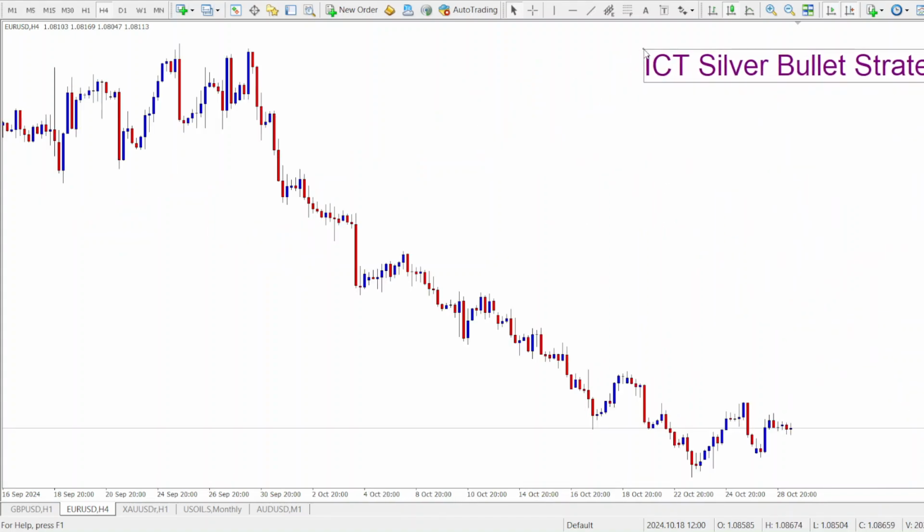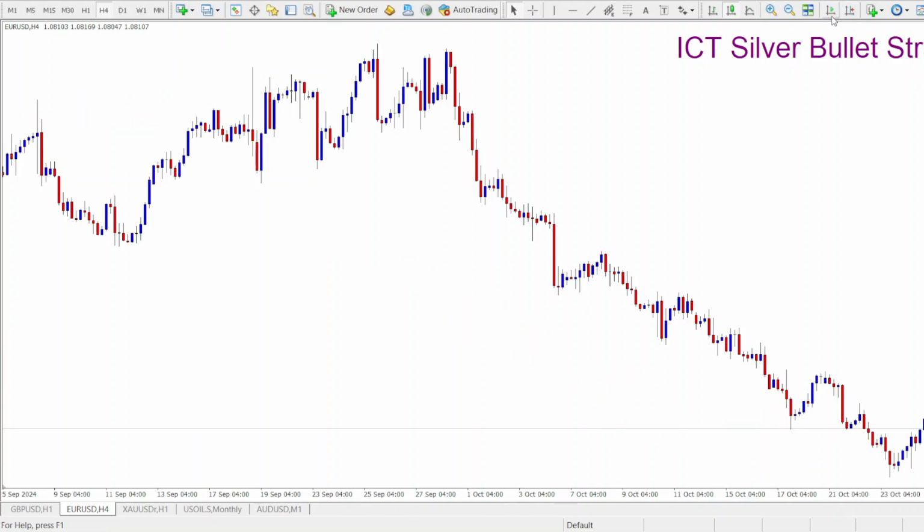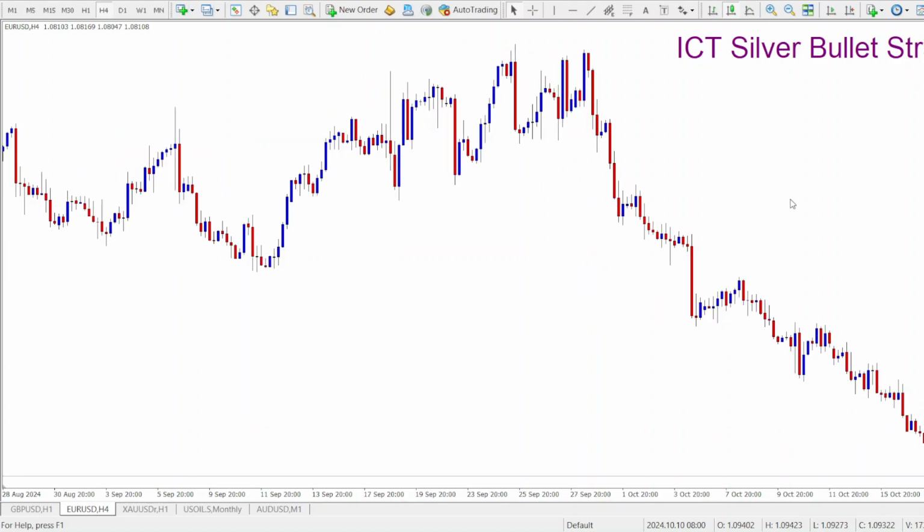Let's start by marking out our key levels. We are looking for areas where price has consistently bounced or stalled, like previous highs and lows, order blocks or liquidity zones. These levels are crucial because they help us understand where price might react strongly.